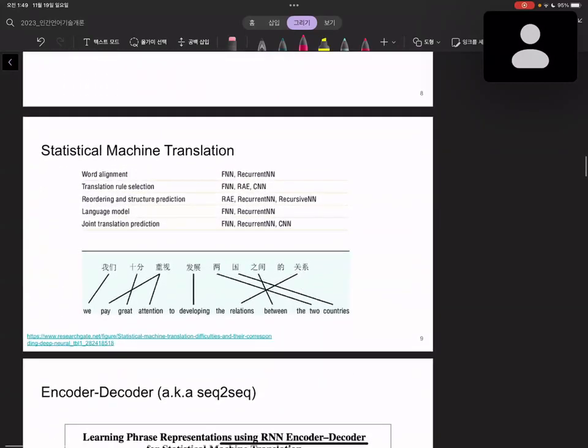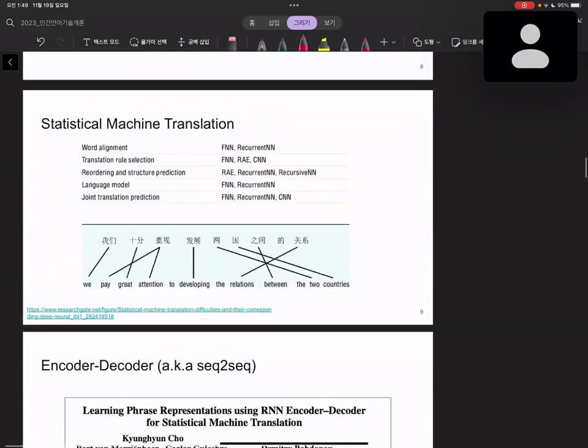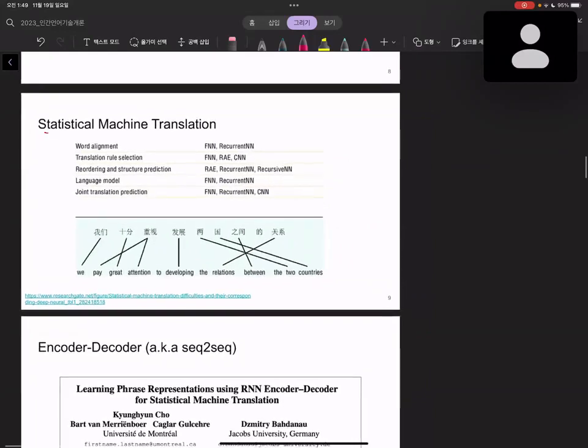Okay, so here is the traditional method for NLP machine translation, which is statistical machine translation. This was used before neural machine translation.